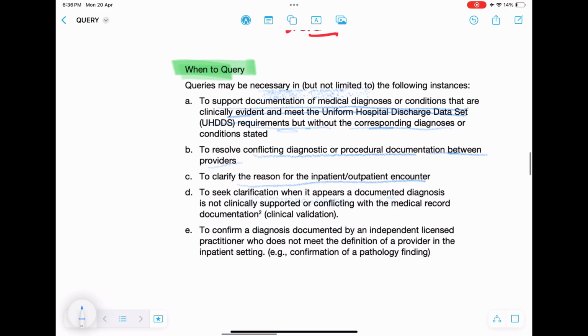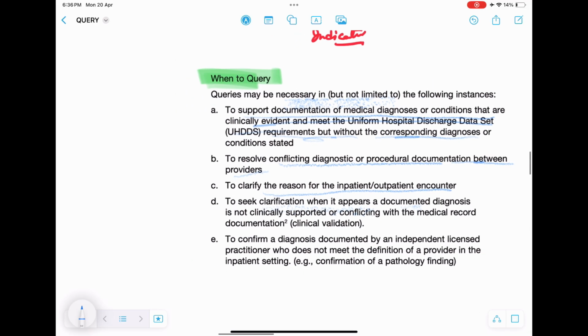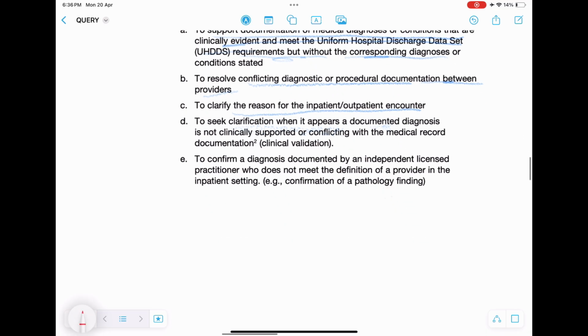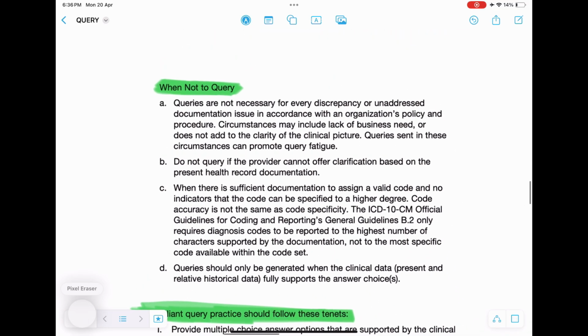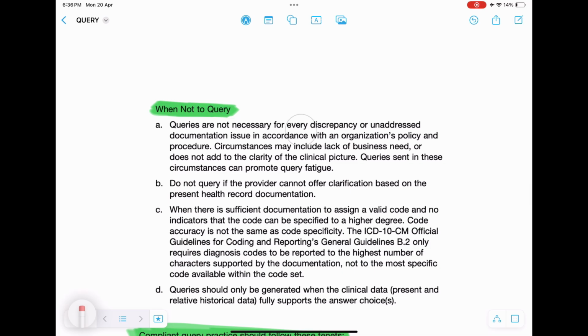So now, just as important as when to query, when we should not query is also equally important. Simply put, don't send a query for every small thing because it can tire the provider. If the documentation is already clear, or if the query can't possibly add more clarity to what's written, it's better not to ask.